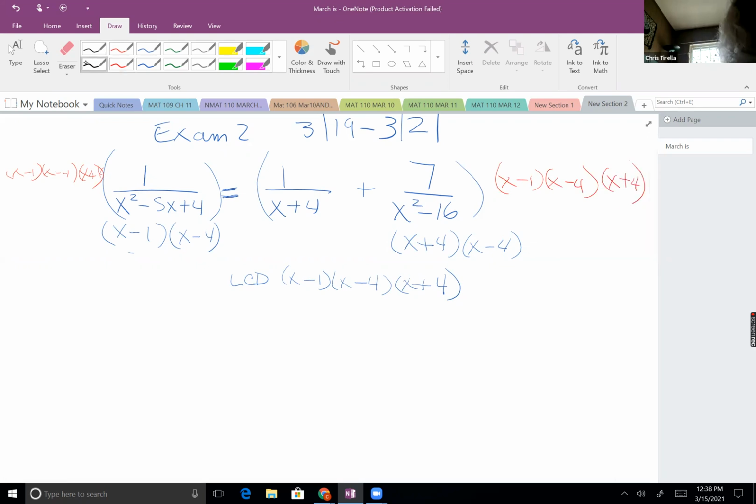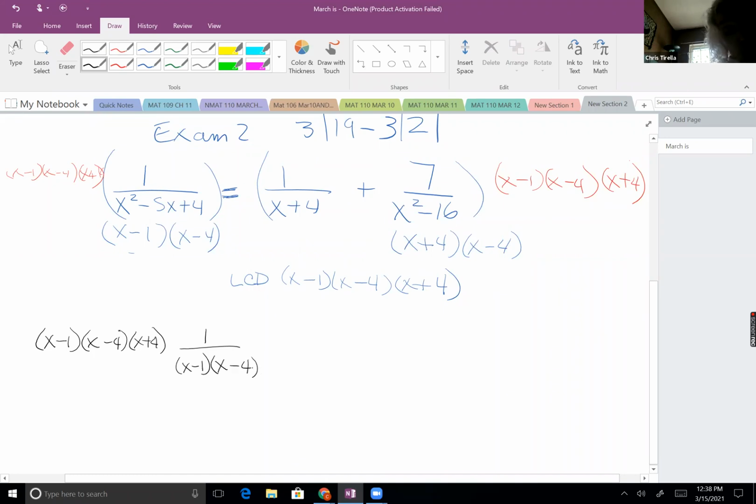And doing that multiplication on the left, I'd have that common denominator times my fraction, which is 1 over x minus 1, x minus 4. And in taking that product, the x minus 1, x minus 4 would be a common factor. And so that left-hand side stays x plus 4. On the right, we'd need to distribute.